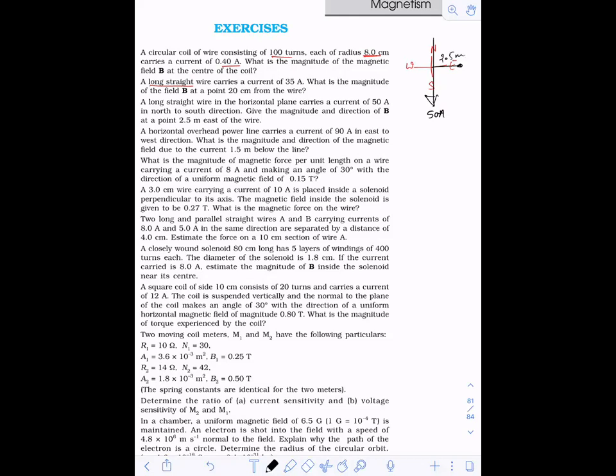I don't think I need to solve this question. I can solve it simply like the problem number 2 we had done. You will get 10 to the power minus 7 into 2 into current value 50 divided by the distance, which is 2.5. This would be your result.